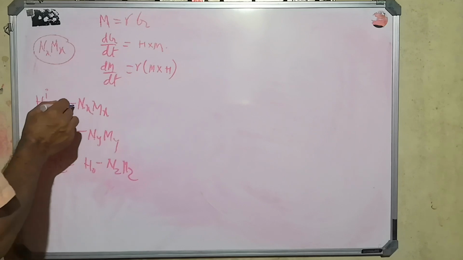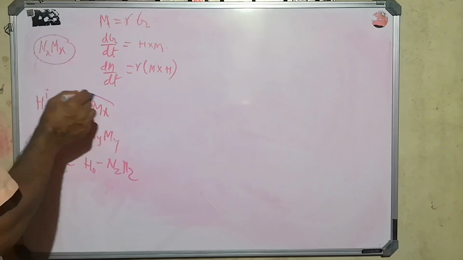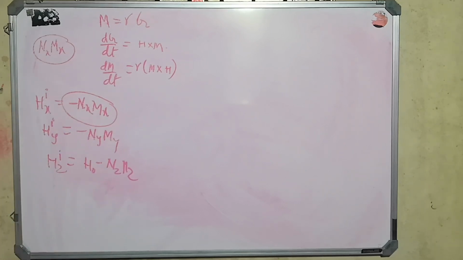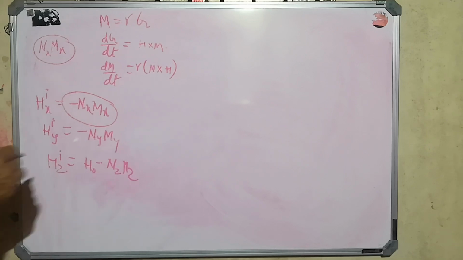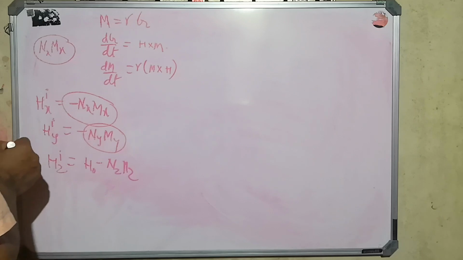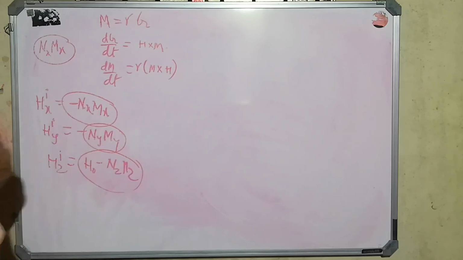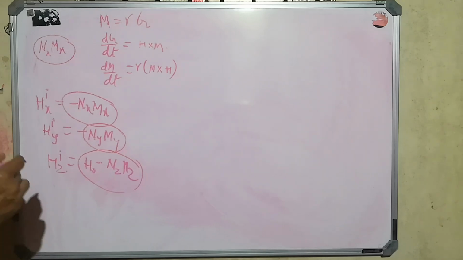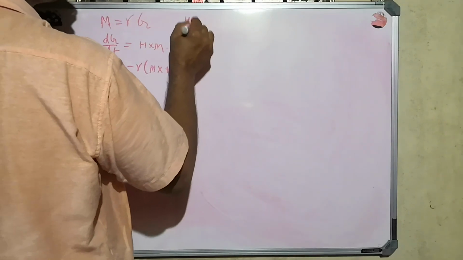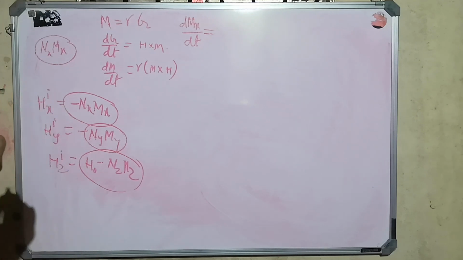So that means the negative sign indicates that the actual magnetization is decreased by an amount equal to Nx into Mx. Similarly, along the y direction, the magnetization is decreased by an amount Ny My. Similarly, along the z direction, this is the case.